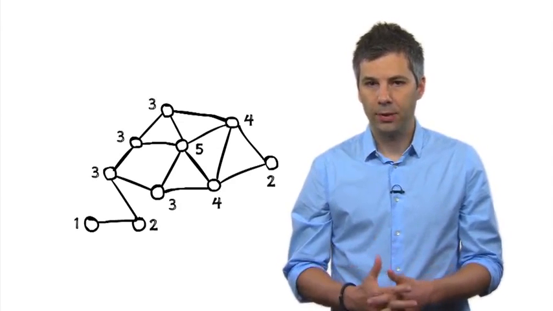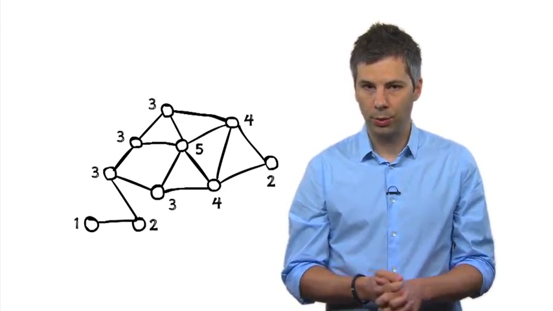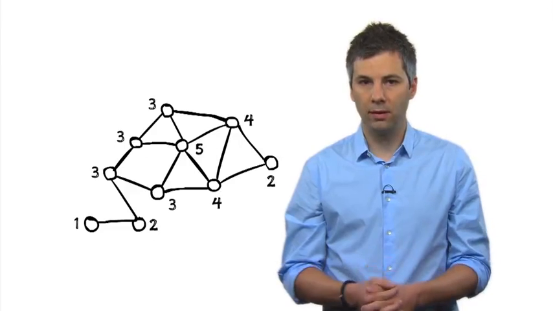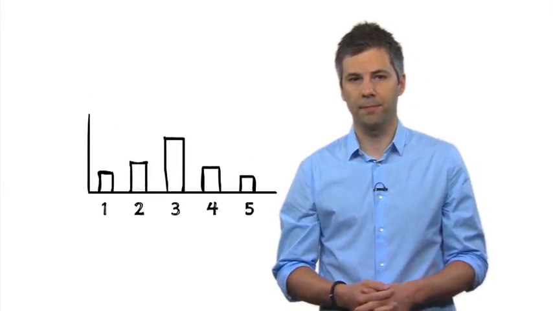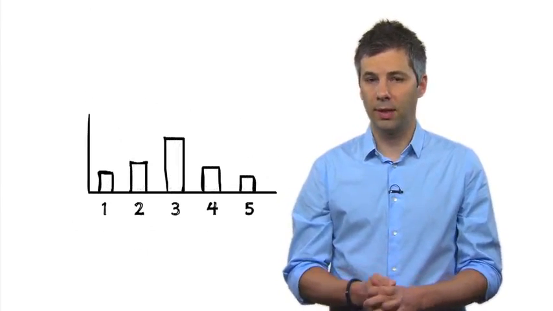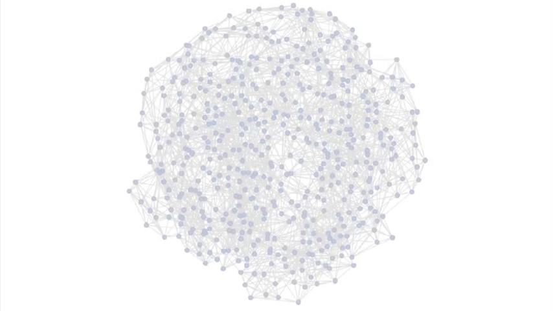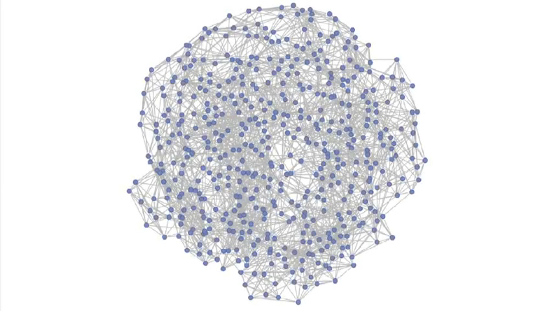Now, we can count the number of contacts for each node, and then we can take a look at the distribution of these degrees over the entire network. Let's take a look at a concrete example. This is a simple, rather small network. It has 500 nodes and 2,500 edges, but it helps to illustrate the point.